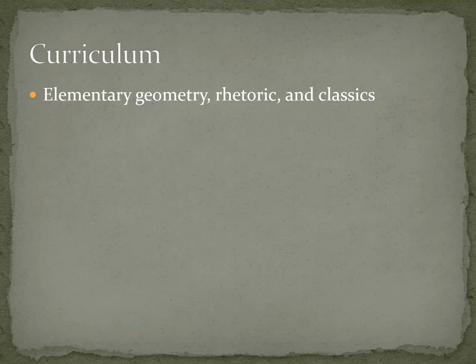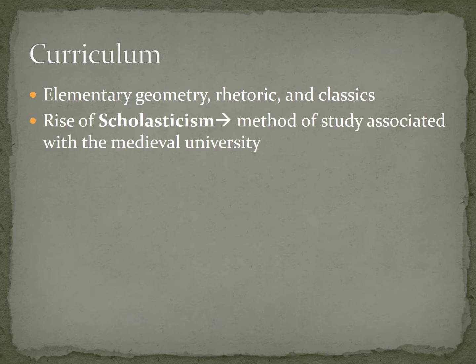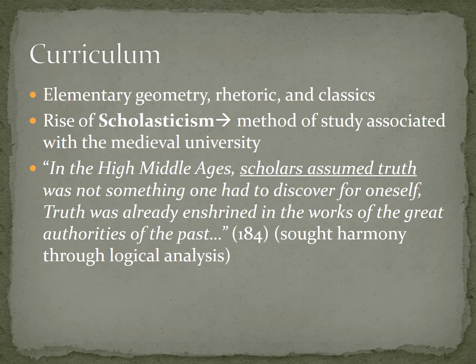The classics would include the writings of St. Augustine, the writings of the ancient Greek philosophers, the writings of the scriptures. You read the Bible. And this movement called scholasticism, which was referred to in our last unit with History of the Eyes of Faith, Chapter 5. But scholasticism is a method of study associated with the medieval university.